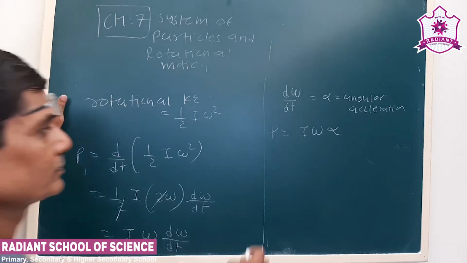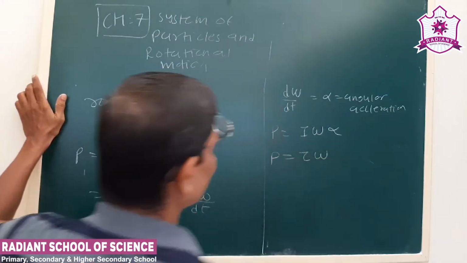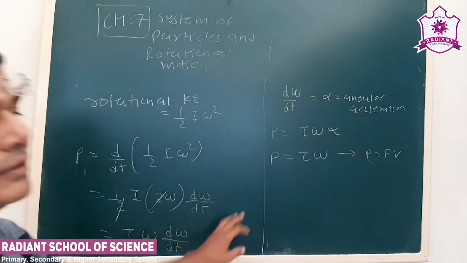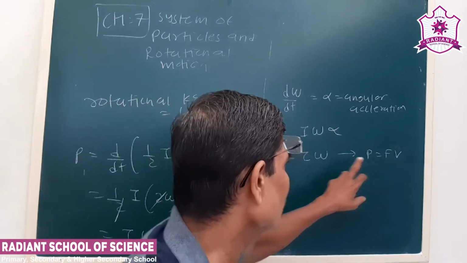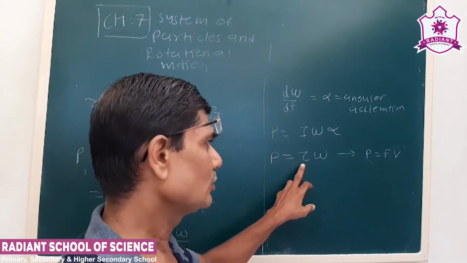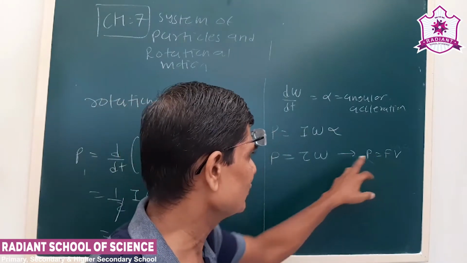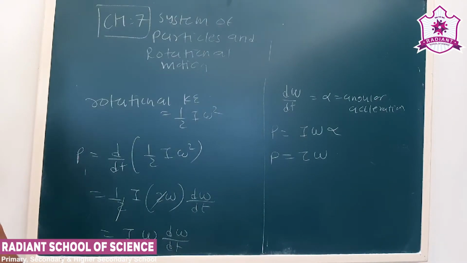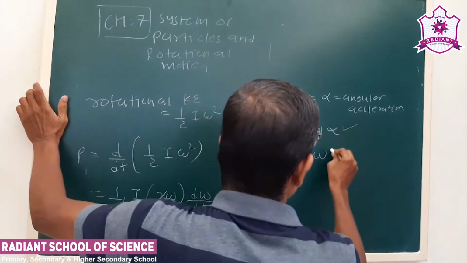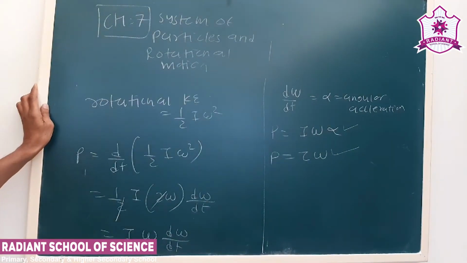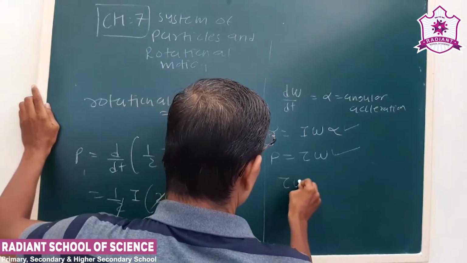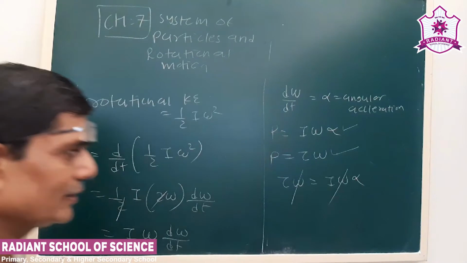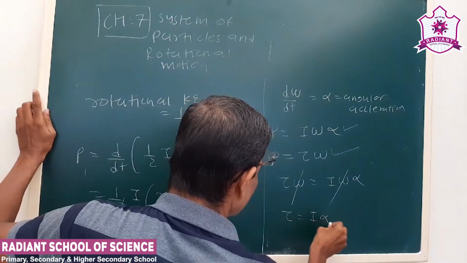Now also power is torque into angular velocity. See, just as we had mechanical power, force into velocity. See, what is the quantity corresponding to force here? Torque. And what is the quantity which corresponds to linear velocity? It is the angular velocity. So power we can write in this way also. Now see, both equations represent power only. So if I compare, torque into omega is I omega alpha. Okay, now what we can easily see is omega is cancelled, so torque is equal to I alpha.